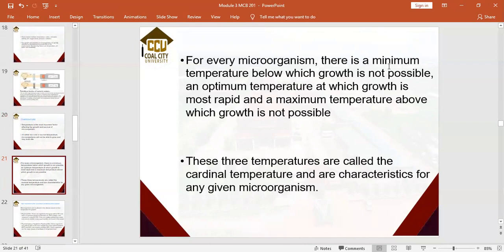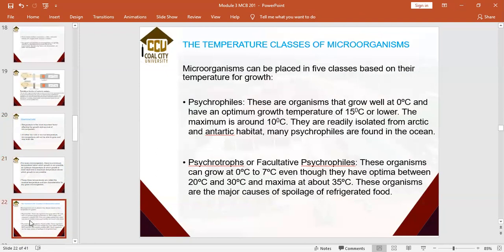So for every microorganism there is a minimum temperature below which growth is not possible, an optimum temperature at which growth is most rapid, and a maximum temperature above which growth is not possible. So these are three temperatures. These three temperatures are called the cardinal temperatures that are characteristic of a given microorganism. So let's look at the temperature classes of microorganisms.